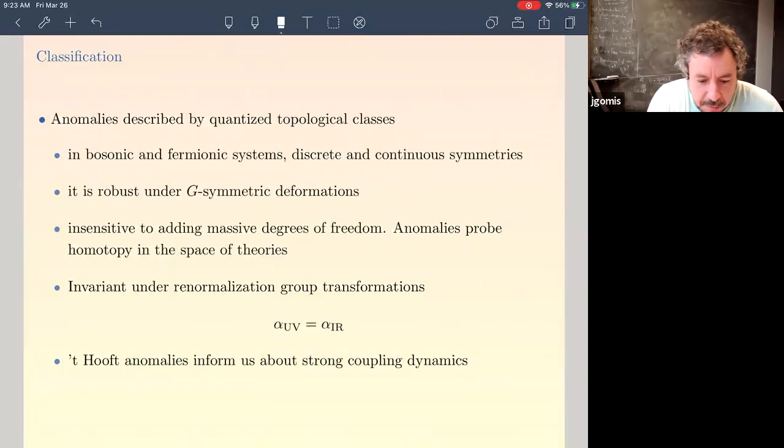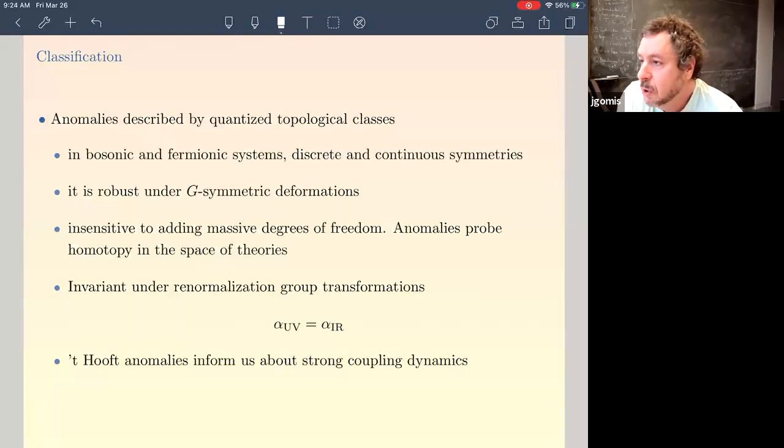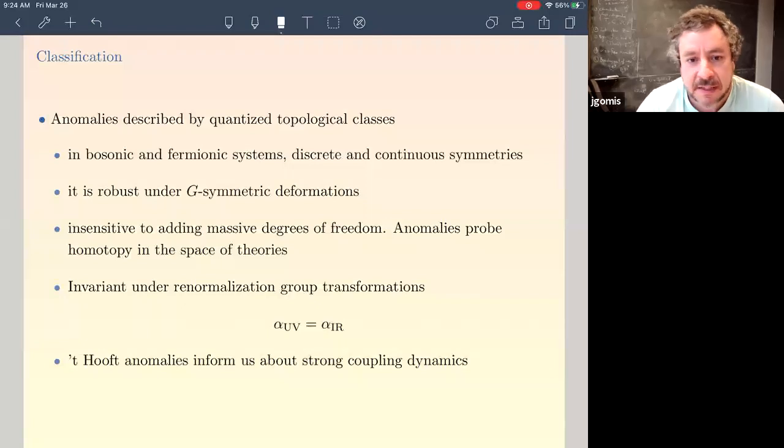So as I've been arguing, these anomalies are classified by quantized topological classes, and this was of course known for a very long time for fermionic systems for continuous symmetries. That's essentially what you find in field theory textbooks. But the point is that these anomalies can happen both in bosonic and fermionic systems, for continuous, but also discrete symmetries. And that has been kind of where I think a lot of the progress has happened. Not much new has been able to be said about the usual anomalies. Those were there and already understood.